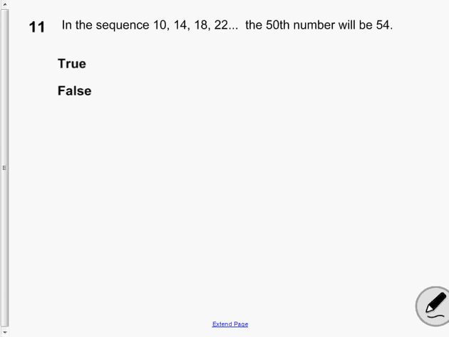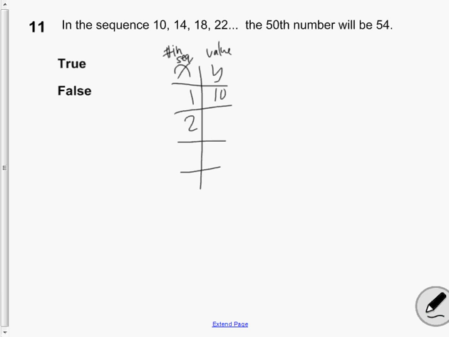Number 11, in the sequence 10, 14, 18, 22, the 50th number will be 54. So when I write this out, what I'm really going to do here is make a table of values. This is going to be my number in sequence, and this is going to be the value. So the first number is 10, the second number is 14, the third number is 18, and the fourth number is 22. So when I have my table of values constructed from that question, what I can do is then see what an equation is that matches this.